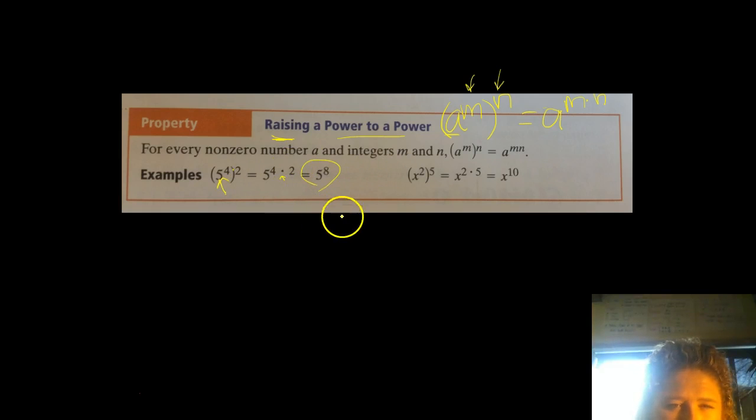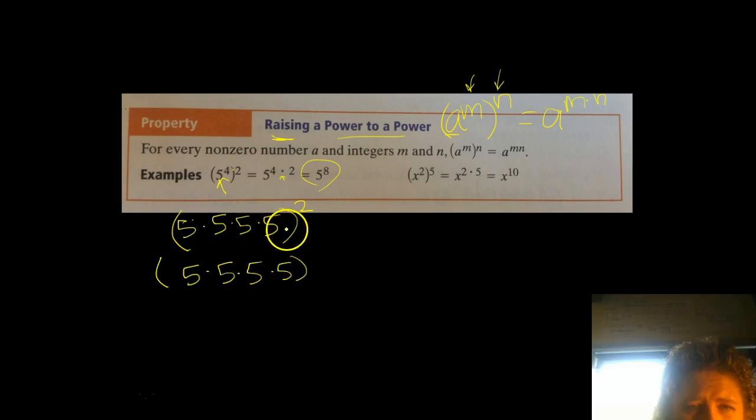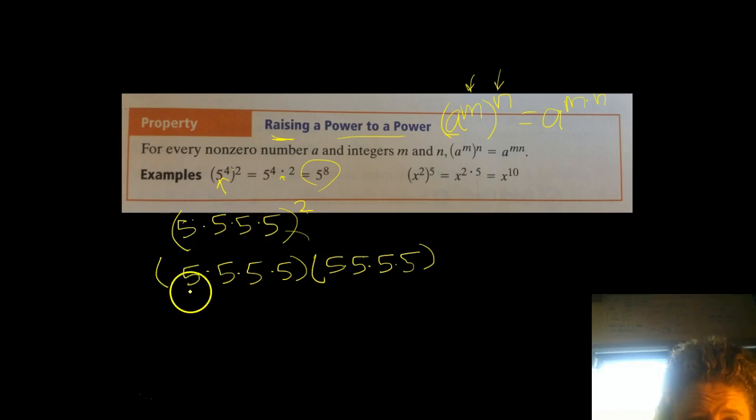Now let's see why this works. If we take a look here, we have 5 to the 4th, which is 5 times 5 times 5 times 5, and we have all of this squared. That means we have two of them. So we have 5 times 5 times 5 times 5, and now we have another one because this is really this twice: 5 times 5 times 5 times 5. Well, how many 5s do I really have? 1, 2, 3, 4, 5, 6, 7, 8. So I really have 5 to the 8, which is the same thing here.